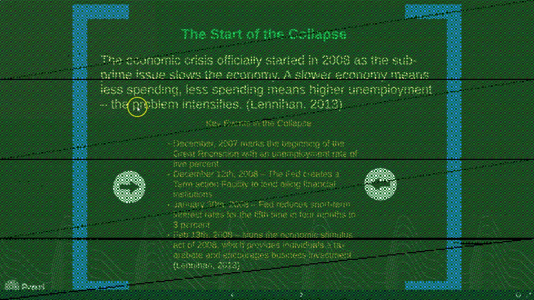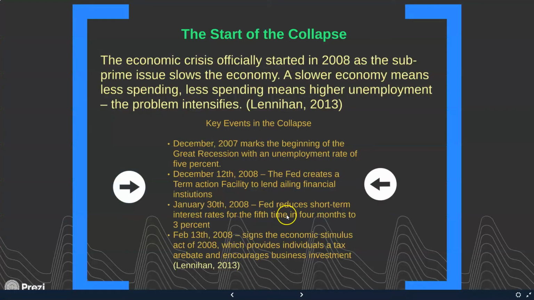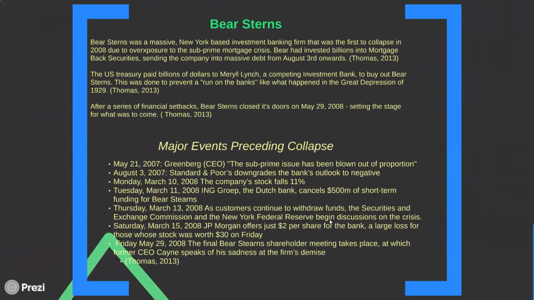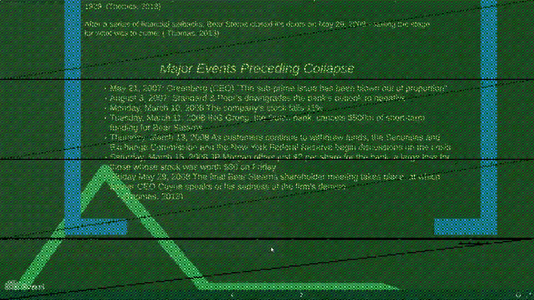With less spending and higher unemployment, on December 12th the Fed creates a term auction facility to start lending money to institutions. In January, the Fed reduces short-term interest rates, with stimulus and all of these things to try to get the economy going again. The first to go was Bear Stearns, which put billions of dollars into mortgage securities. When they ran out of money, the Fed paid Merrill Lynch to try to keep it out of bankruptcy. J.P. Morgan got $2 per share for this group. It's just running out of money left and right.